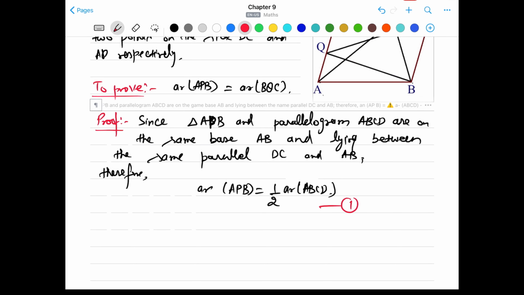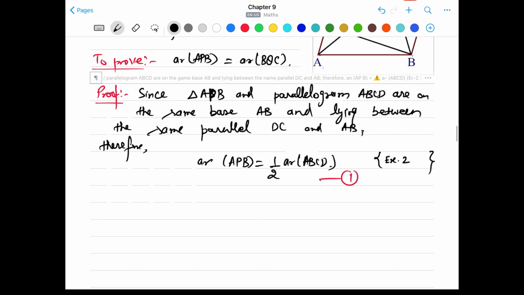Okay, let's name it equation number 1, and the reason for this one is you can write the statement of example number 2, which is: if a parallelogram and a triangle are on the same base and between the same parallels, then the area of the triangle is equal to half the area of the parallelogram.